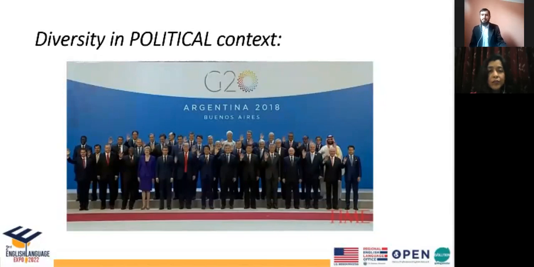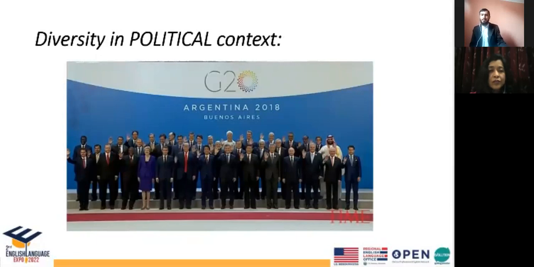When we go ahead, this picture tells us that political contexts are also diverse. Now, if you look at this picture, there are presidents or political personalities from many different countries. There are people from Saudi Arabia, and a Russian president can also be seen here, and the Chinese president can be seen here, and the ex-president of America, Mr. Donald Trump, can also be seen here, and the German vice chancellor and the Turkish president Erdogan and many other presidents can be seen here.